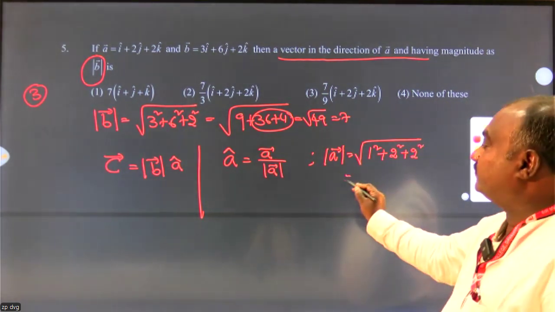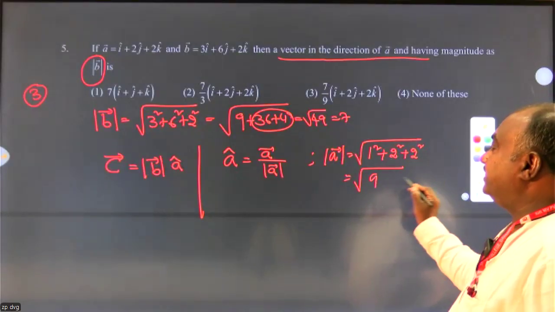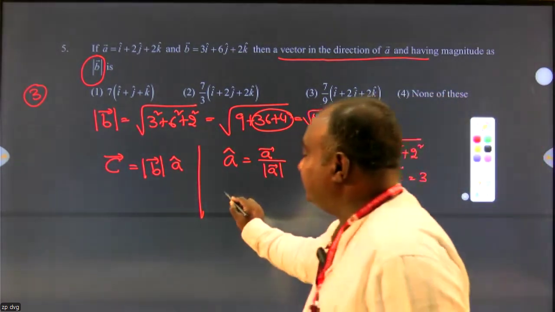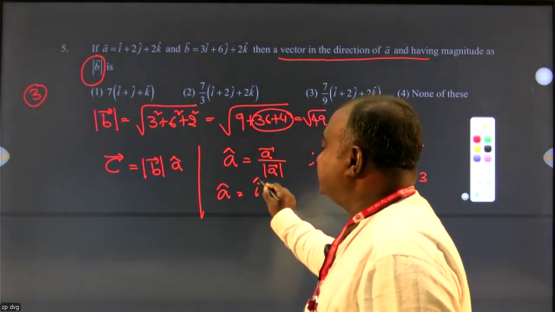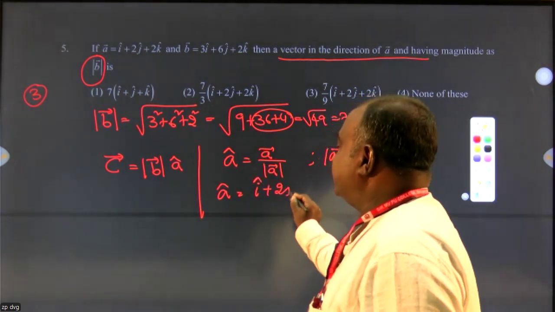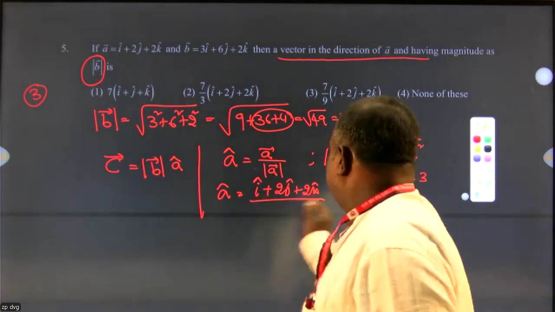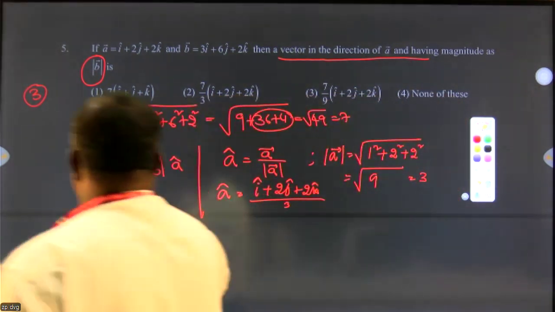Now 1 square plus 2 square plus 2 square, nothing but 4 plus 4 plus 1, root of 9, that is equal to 3. Therefore, what are you getting now? A cap is A bar by modulus of A bar, so A cap is (I plus 2j plus 2k) by 3.